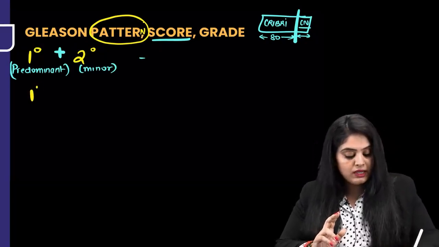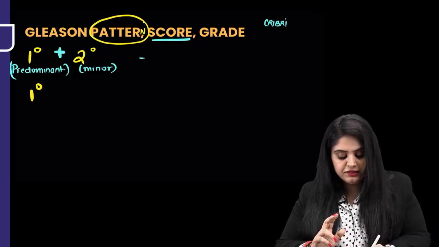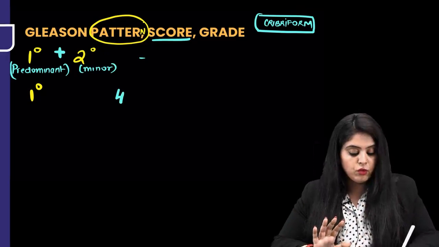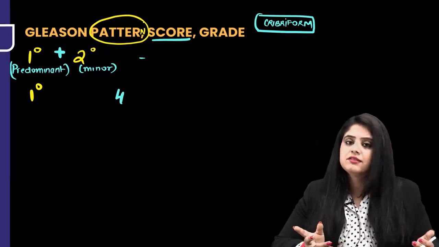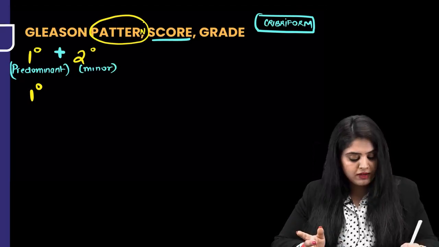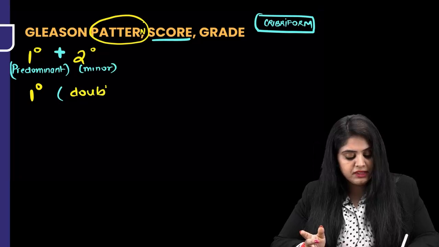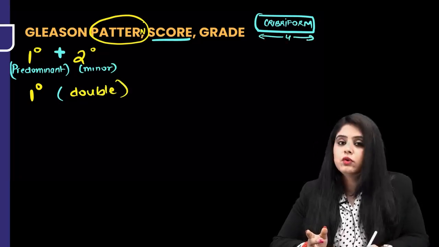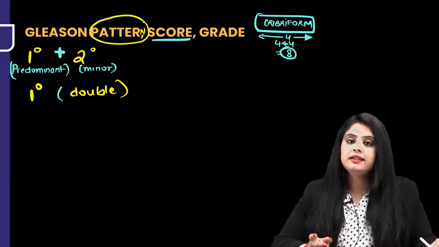If I have only 1 pattern, I say this entire slide is only showing me cribriform, nothing else, only cribriform. You'll say, okay ma'am, only 4th cribriform is visible. What should I add it with? You can't add it with anything else. Double it up. If you see only 1 pattern, you are going to double it up. This means if the entire slide was showing 4th pattern, what would your score be? 4 plus 4 means your score becomes 8.